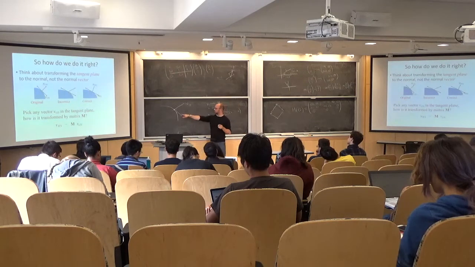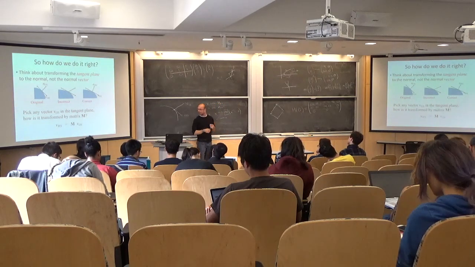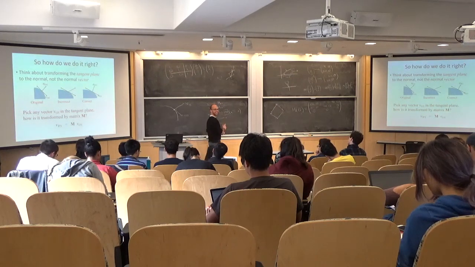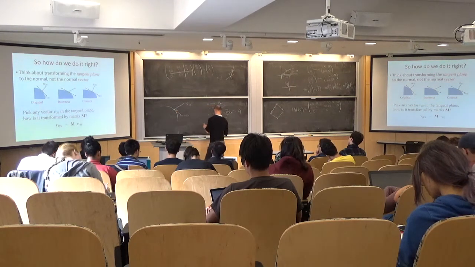So let's look at our picture here. What is the one thing that we know about the relationship between N and V? They're perpendicular, right? Like that.